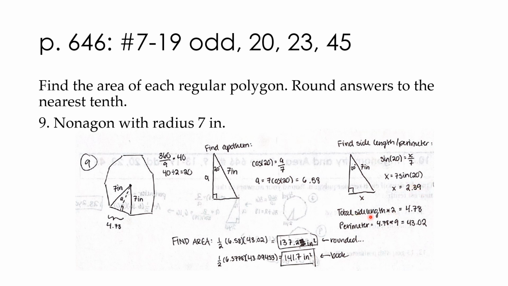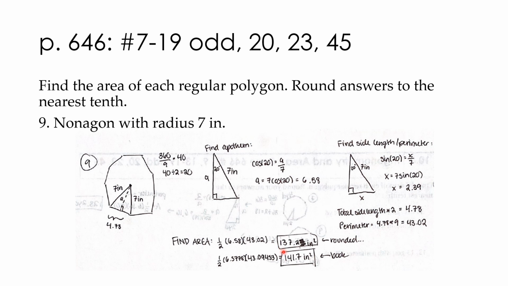Well, remember that the total side length has to be this number x multiplied by 2, right? If I go way back over here, 2.39 is really just half of that side length. So to find the full thing, I have to multiply it by 2, and I get 4.78, which is what I have here. And then to find the perimeter, I have to multiply it by 9, so I get 43.02. So using these approximated numbers to find the area, I used 6.58 and 43.02.